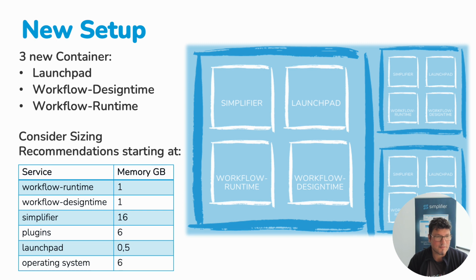The sizing starts with the workflow runtime with at least 1 GB of memory. Workflow design time, also 1 GB of memory. The Simplifier core itself with 16 GB of memory. The Simplifier plugins at the maximum of 6 GB. And the Launchpad container with half a gigabyte. And you have to consider that you have to reserve at least 6 GB of memory for the underlying operating system. For more information, please visit the server requirements page in our documentation.